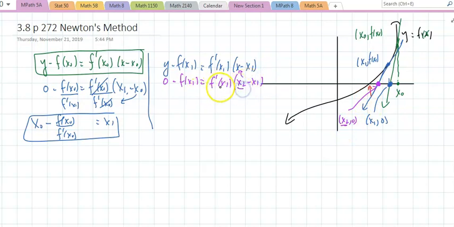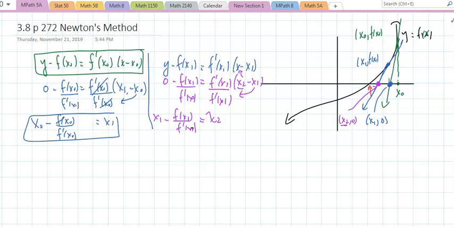And if I solve for this x sub 2, again I divide both sides by f prime of x sub 1 and move this over, I'll get x sub 2 to equal x sub 1 minus f of x sub 1 over f prime of x sub 1.